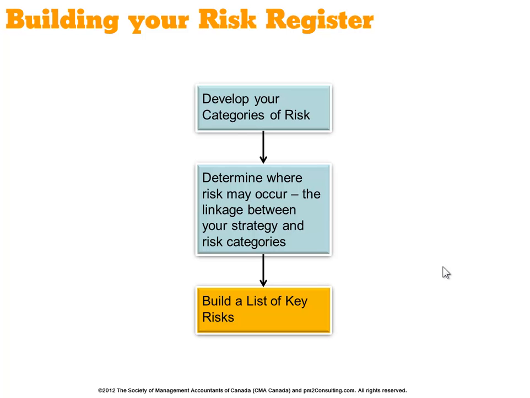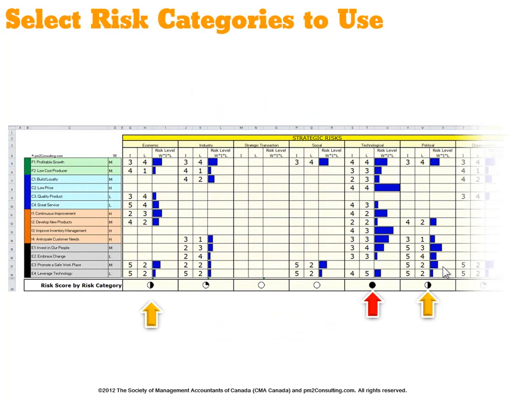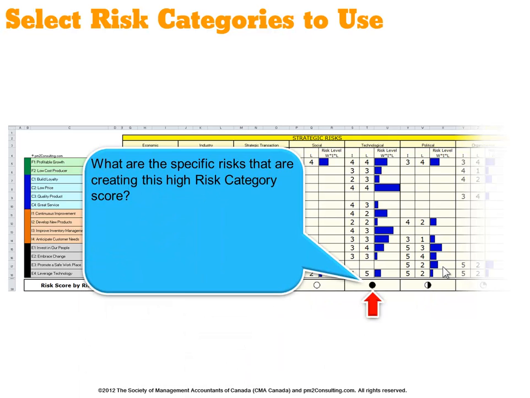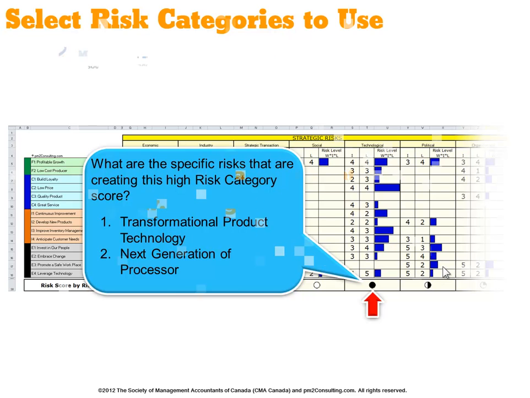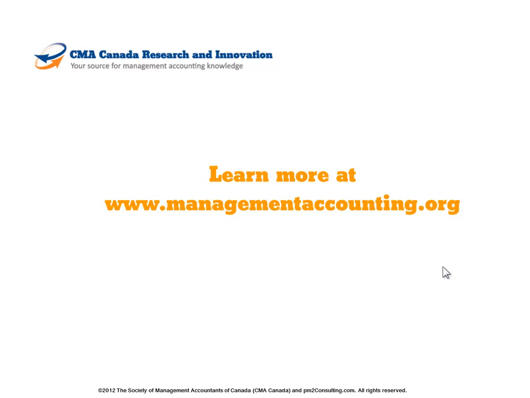Using this, we'll be able to finally help you build a risk registry. What you'll do is identify where the major risks are occurring, and for each one of those, determine what are the specific risks that might be occurring in your organization that would contribute to those observed high scores by risk category. And in some cases, there may be one or more risks that you need to capture in your risk registry. Once done, you'll be ready to begin building your risk analysis.